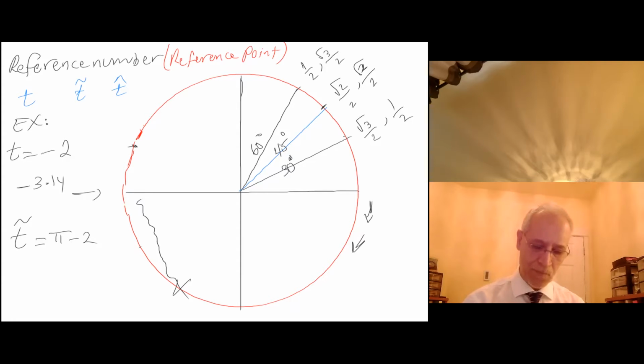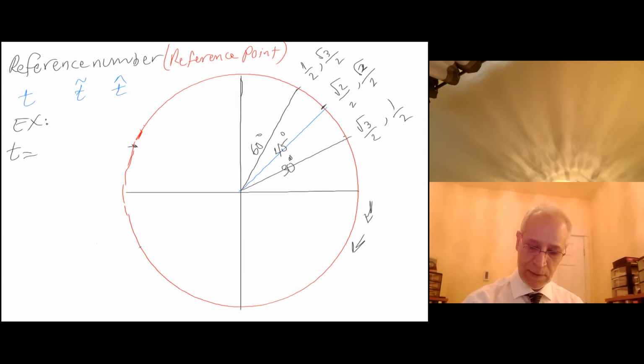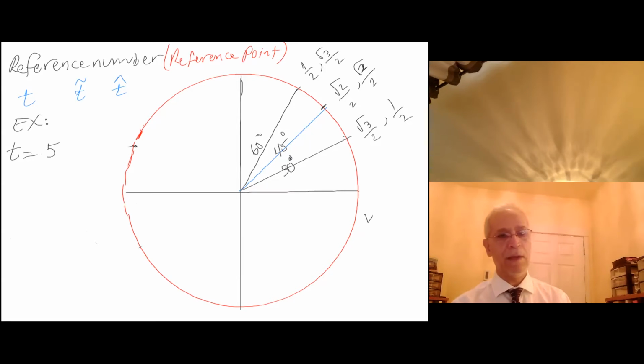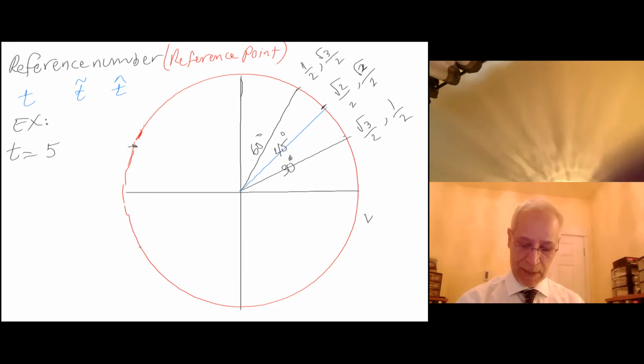So let's do one last example. Suppose I have this time t equals positive 5. Just looking at the values that were emailed to me. So let me get rid of this, and t equals positive 5. So this time I have to go positive, counterclockwise.